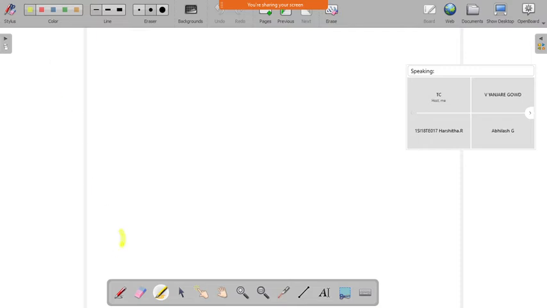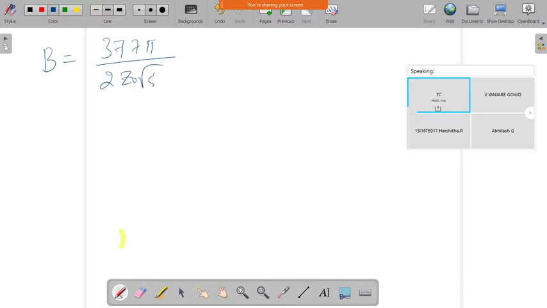Okay, so the B value is given by 377 pi divided by 2 z0 root epsilon r. So these are the A and B values you have to use for finding the W by H ratio. Now, similarly, you can use the equation for finding lambda, which is also based on the W by H ratio.